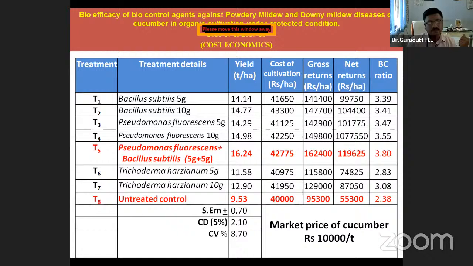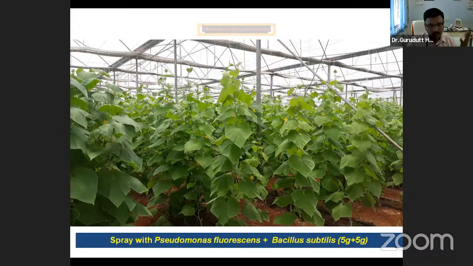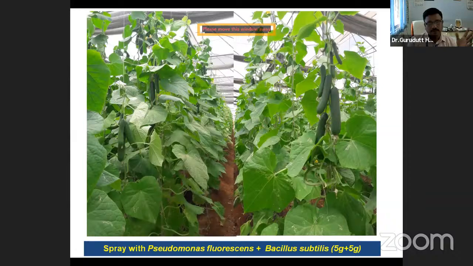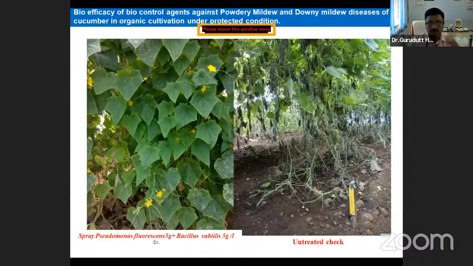The only thing is, awareness needs to be created again. Even the cost economics is very important when it goes to the end user. This is a polyhouse plot where Pseudomonas and Bacillus have been used, and you can see the fruits and the difference between the Pseudomonas and Bacillus spray as well as the untreated control in the polyhouse system. This is a clear indication that disease has reduced, and it is adversely affected wherever it is not used.